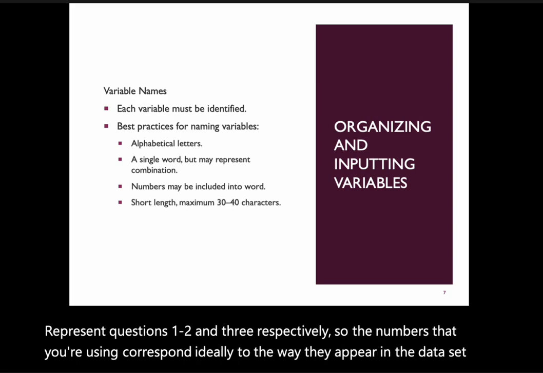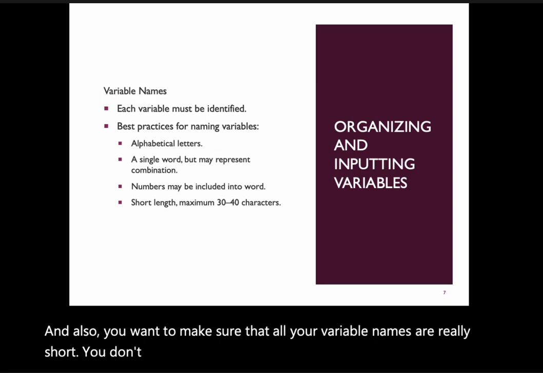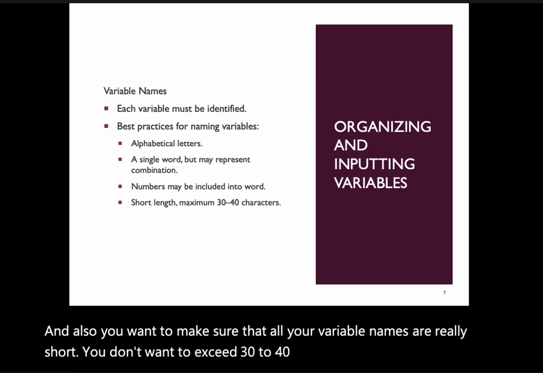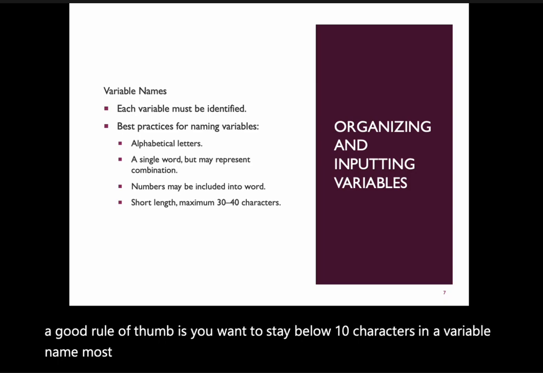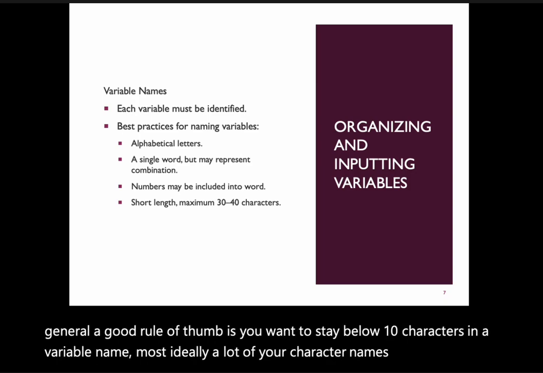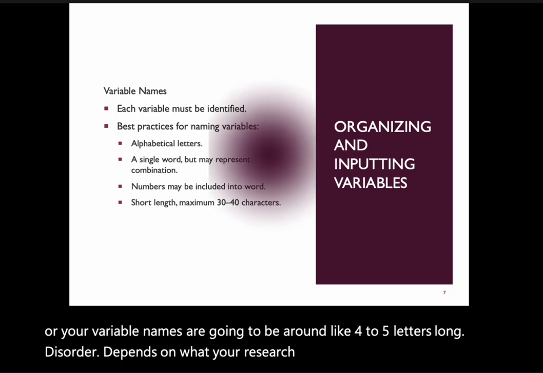And also, you want to make sure that all your variable names are really short. You don't want to exceed 30 to 40 characters. I would say in general, a good rule of thumb is you want to stay below 10 characters in a variable name. Most ideally, a lot of your variable names are going to be around 4 to 5 letters long. It just sort of depends on what you're researching.